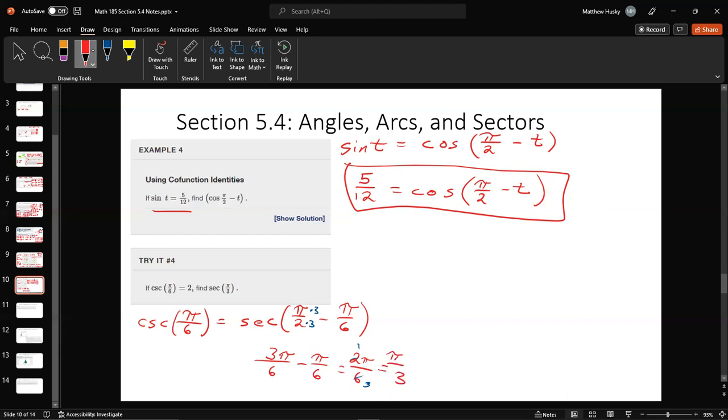So long and short of it is, this is the secant of pi over 3. So essentially, this is equivalent to the exact same numbers. So secant pi over 3 is also equal to 2. How about that? So the complementary value is going to give you the exact same ratio if you change back and forth from the function to its cofunction.